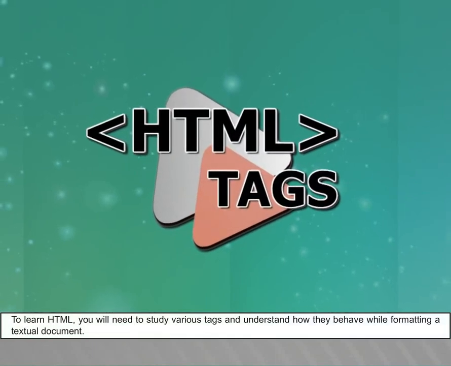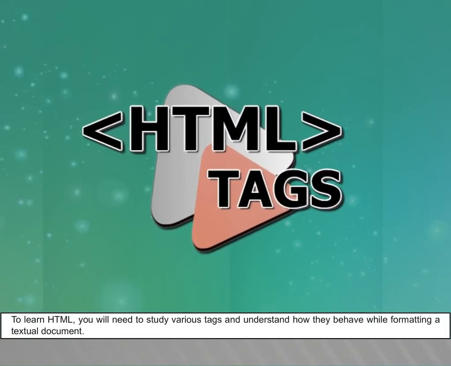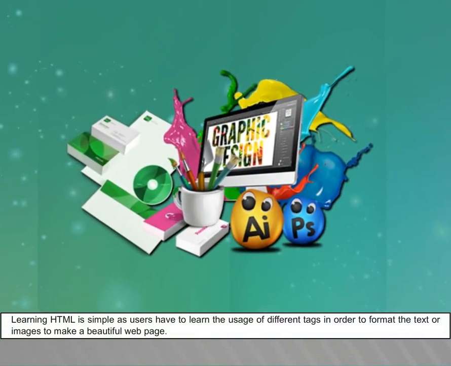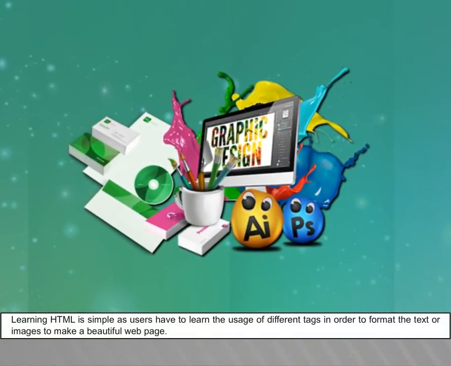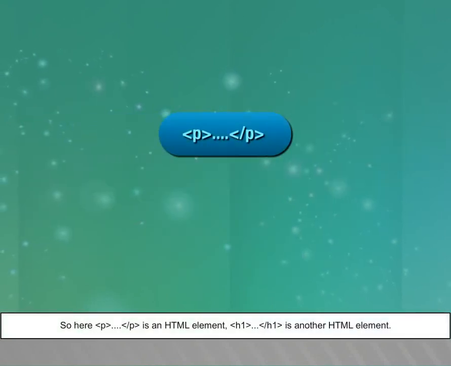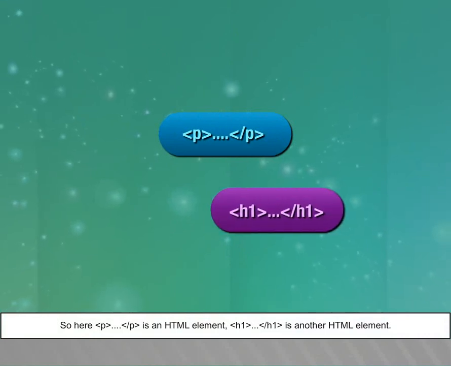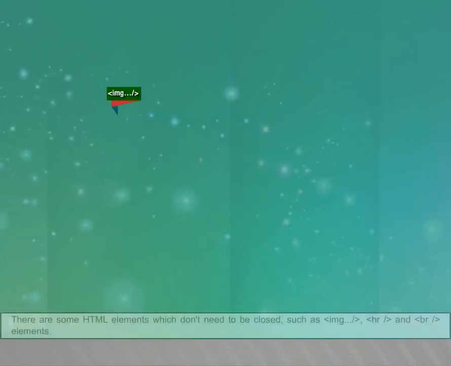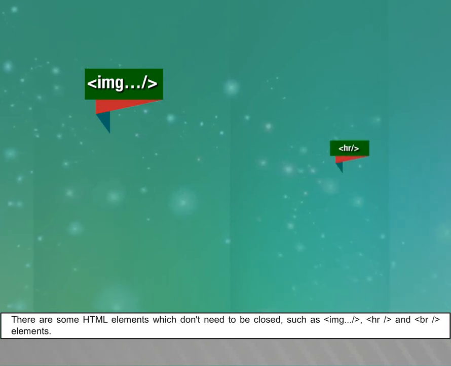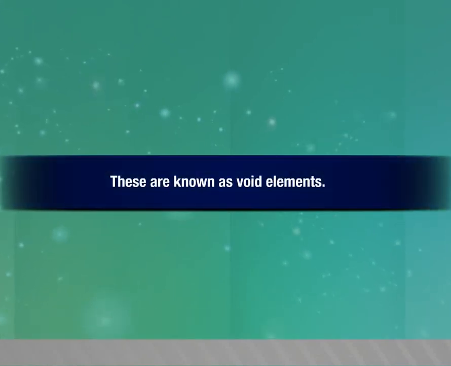To learn HTML, you will need to study various tags and understand how they behave while formatting a textual document. Learning HTML is simple, as users have to learn the usage of different tags in order to format the text or images to make a beautiful web page. So here, <p></p> is an HTML element, <h1></h1> is another HTML element. There are some HTML elements which don't need to be closed, such as <img/>, <hr/> and <br/> elements. These are known as void elements.